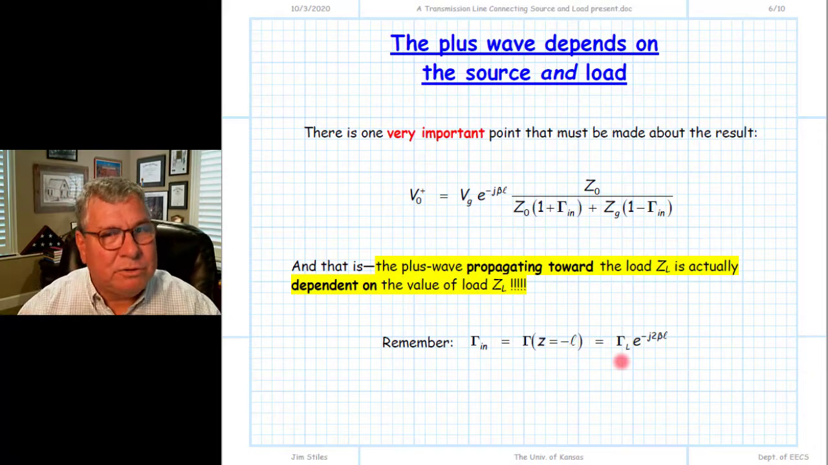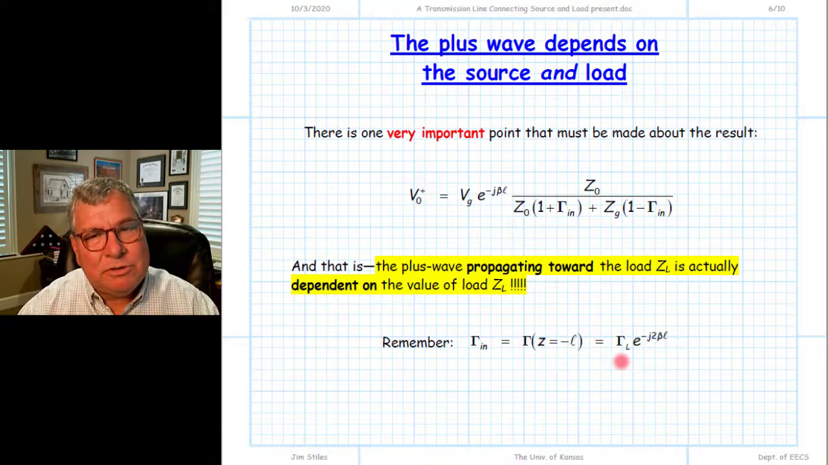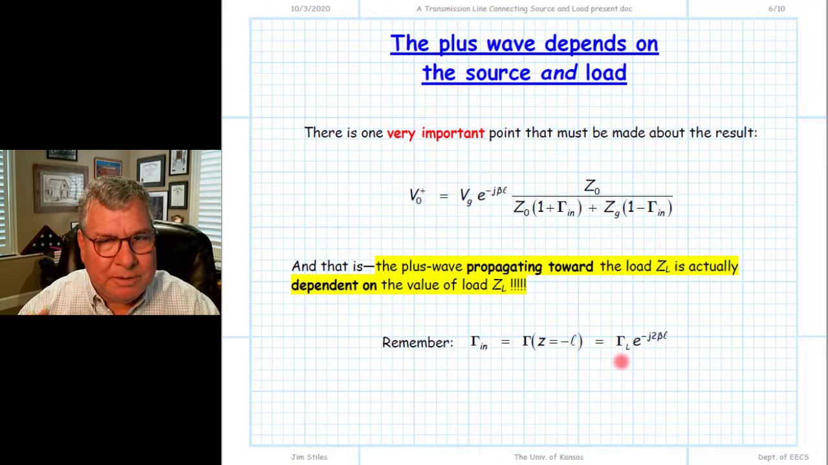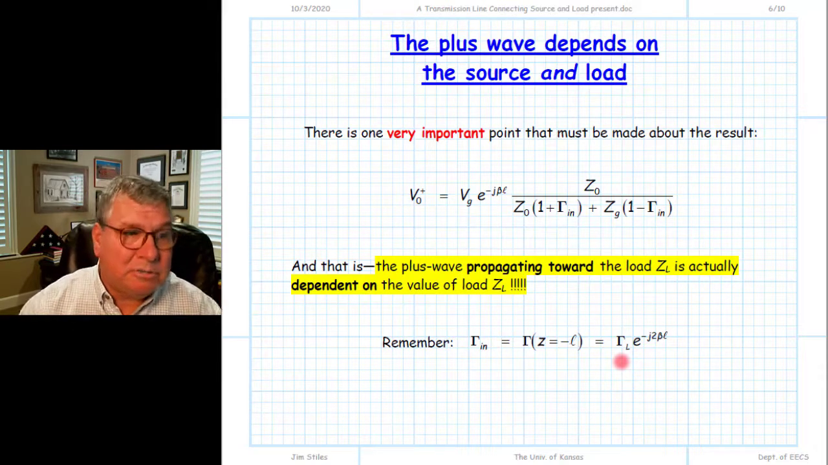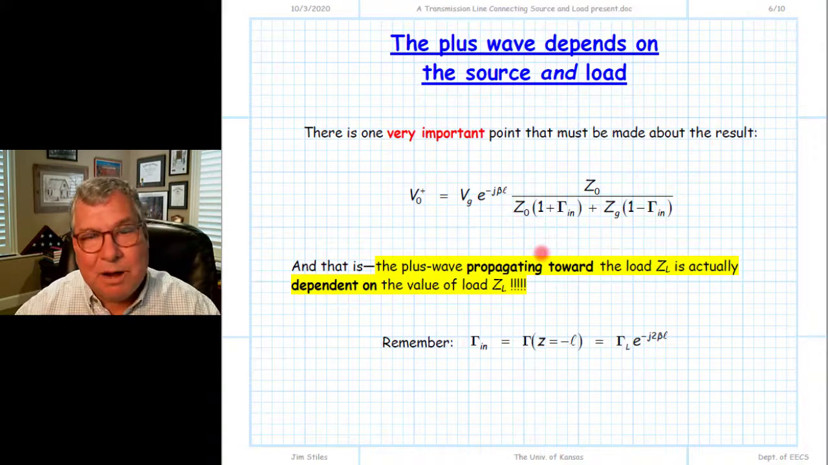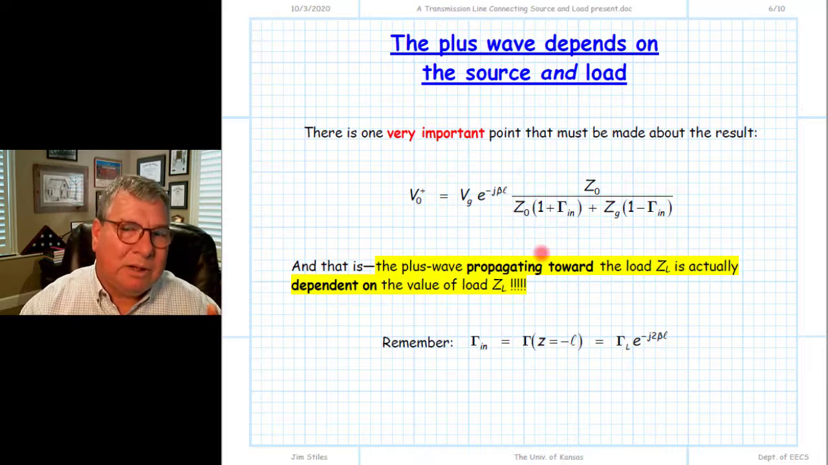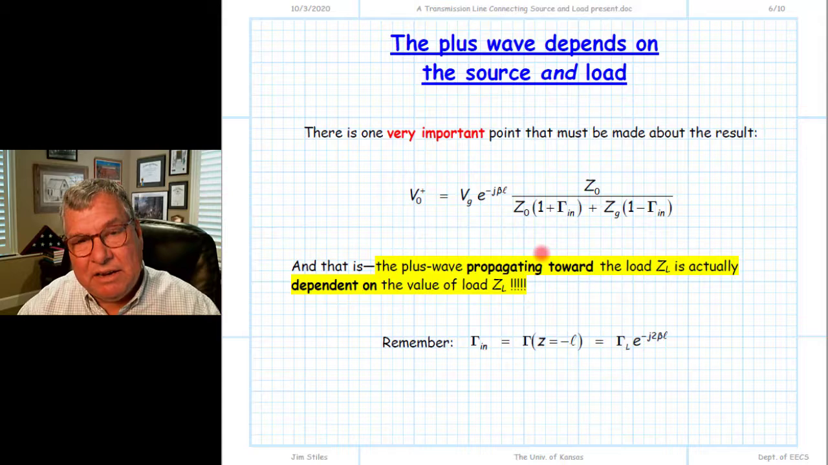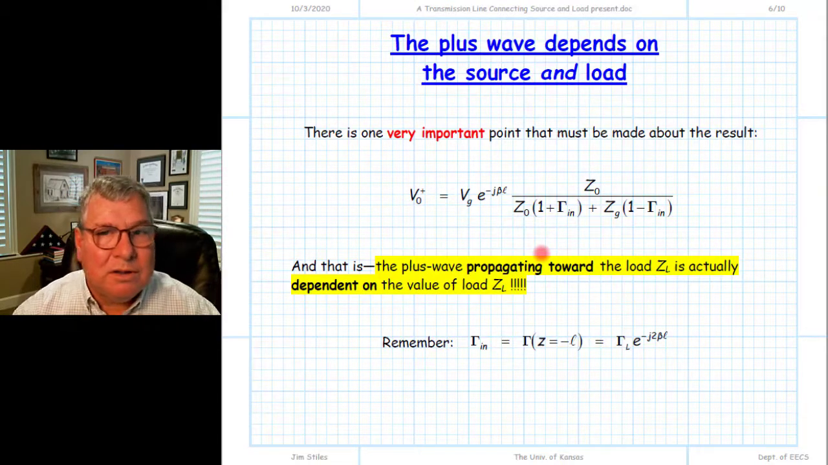And this causes confusion with students. It seems to defy causality. Certainly the plus wave from the source toward the load should depend on the source. It should depend on the transmission line, Z0, that it's propagated along. But why would the impedance of the load itself have any effect on the wave propagating from the source down toward that load?